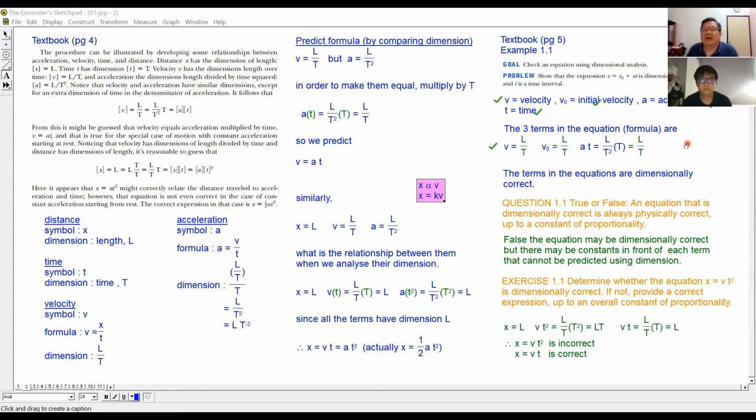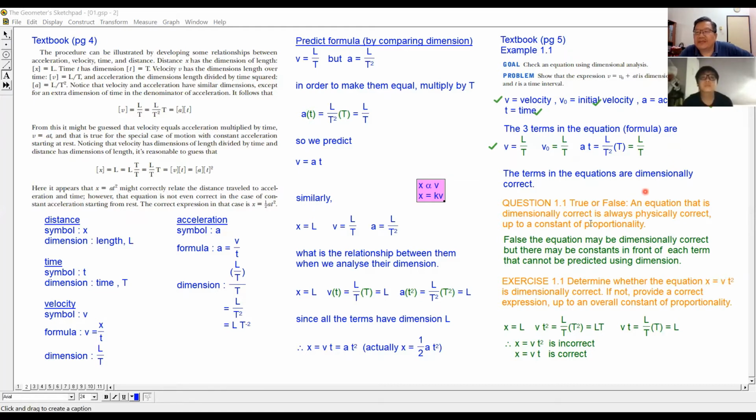So is this equation dimensionally correct? You see, v, v naught, at. v is L over T, v naught is L over T, at is L over T. So is this equation dimensionally correct? Yes, because they all have the same dimension.